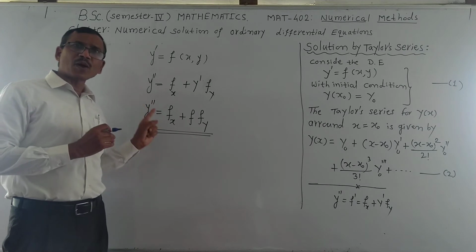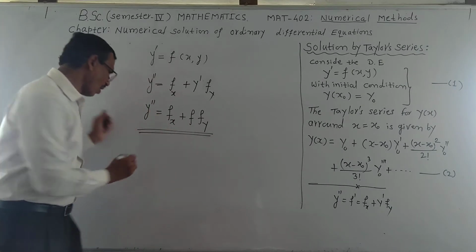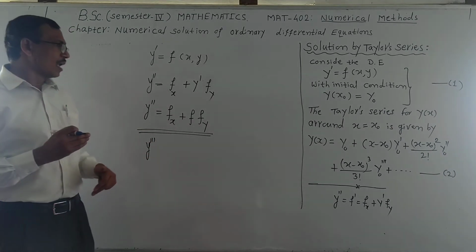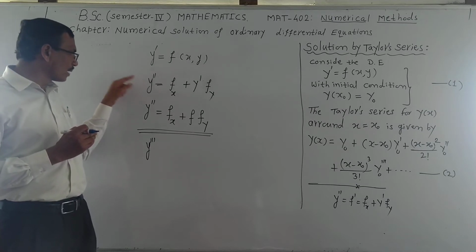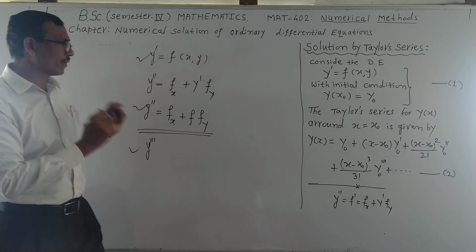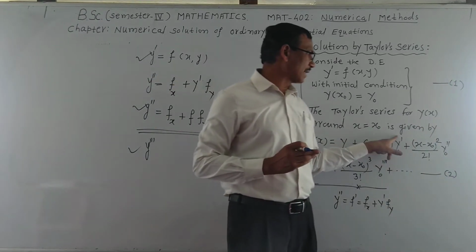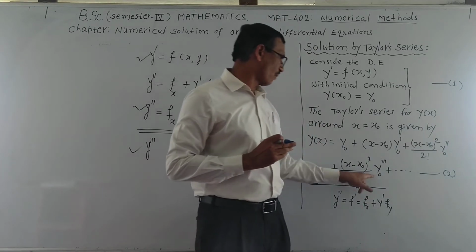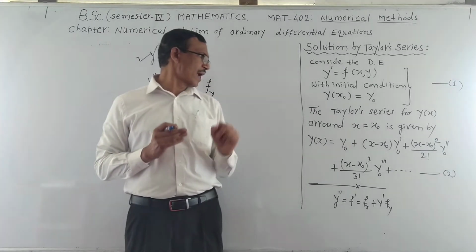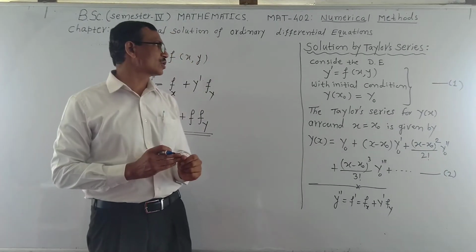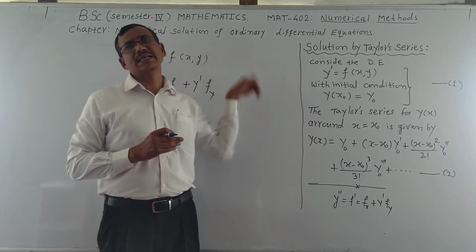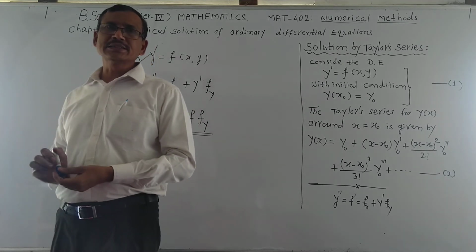Differentiating this, again apply the formula of total derivative, and you shall obtain the value of y triple dash, and continue like this. Once we know the derivatives y dash, y double dash, y triple dash, then we can find y0 dash, y0 double dash, y0 triple dash and so on, and substitute these values in equation 2 and simplify. You will get the required solution of the initial value problem which is given by equation 1. This method is called the Taylor series method.